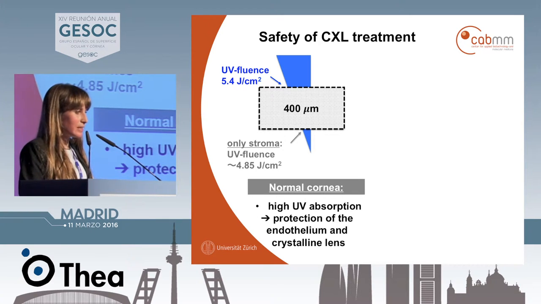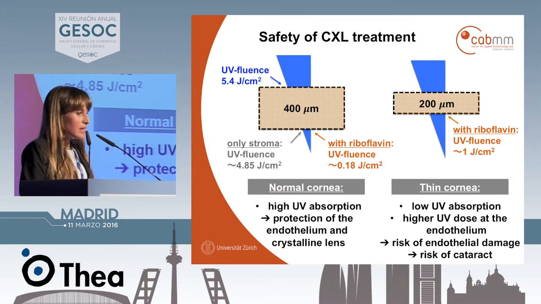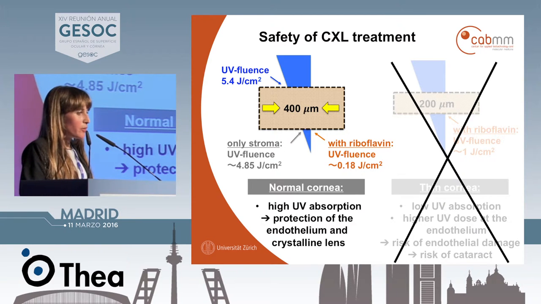So is collagen cross-linking safe? The normal stroma doesn't absorb a huge amount of UV energy. However, if it is applied with riboflavin, we can see that it strongly absorbs most of the applied UV energy during cross-linking. So normal corneas have a higher UV absorption and therefore protect the endothelium and the crystalline lens from damage. In contrast, thin corneas don't have the potential to absorb that amount of UV energy, and hence they are at a higher risk of endothelial damage and at a higher risk of cataract. Therefore, it is recommended not to perform corneal cross-linking in corneas thinner than 400 micrometers.